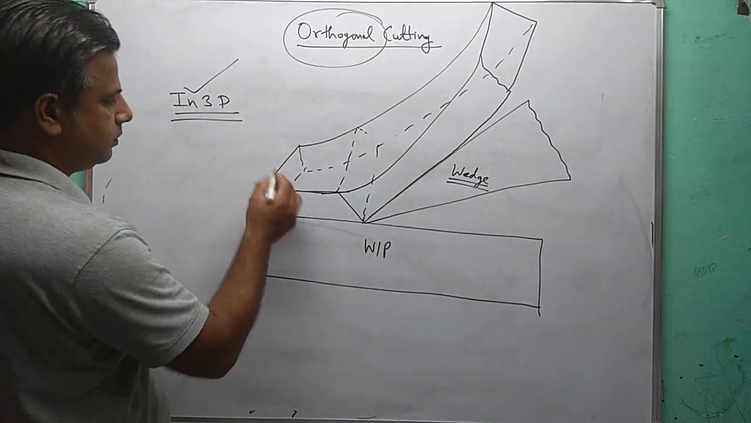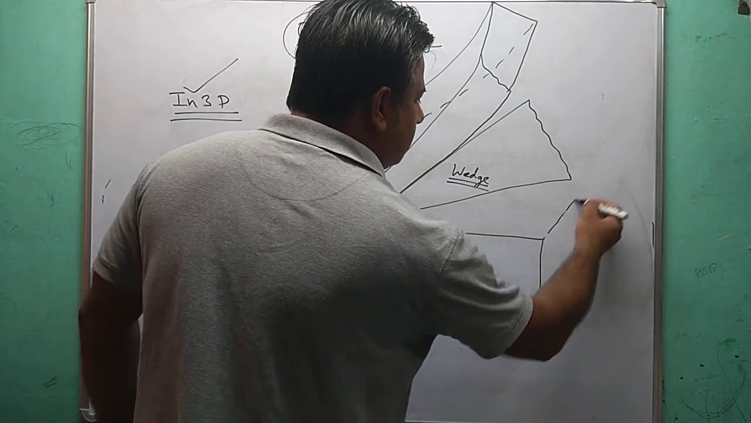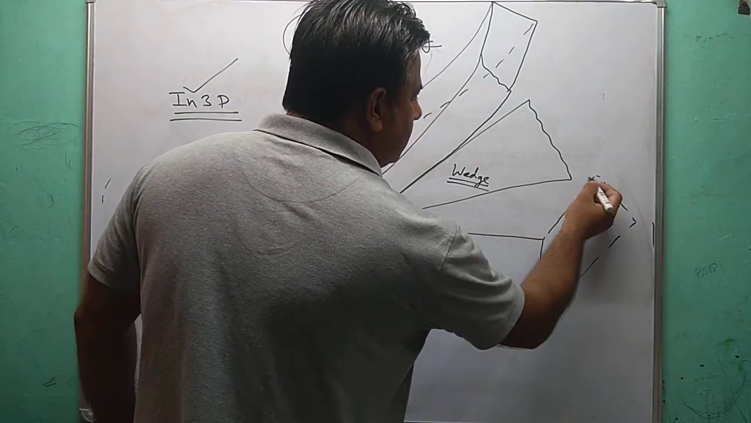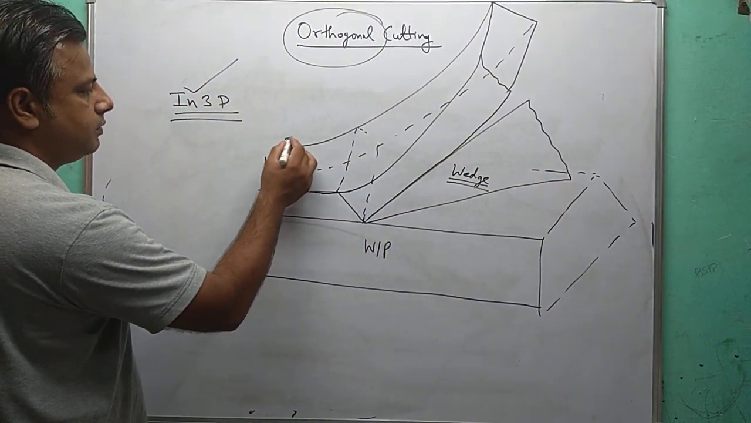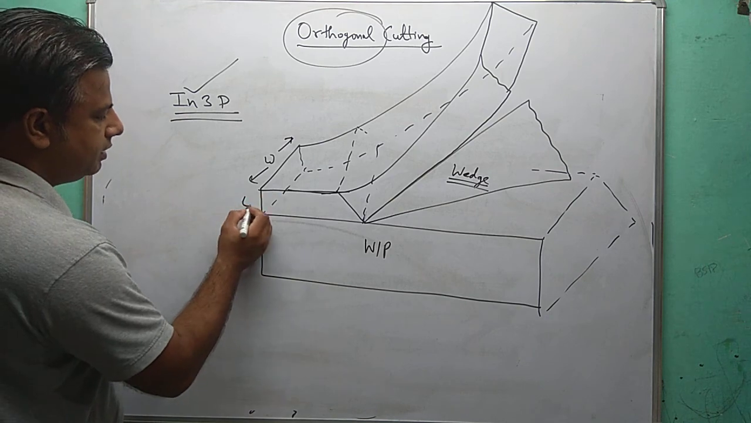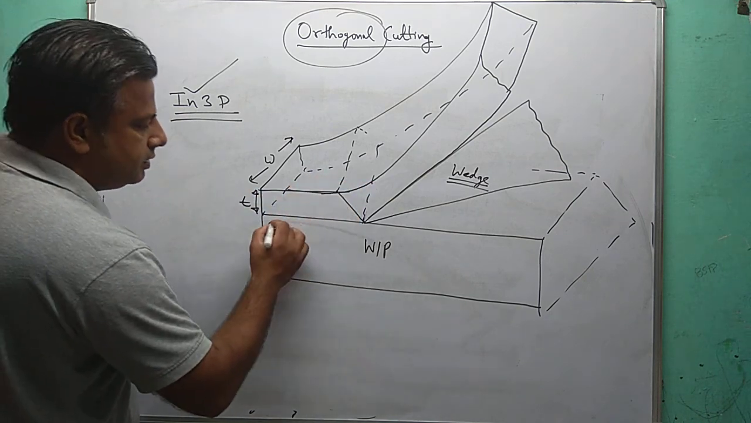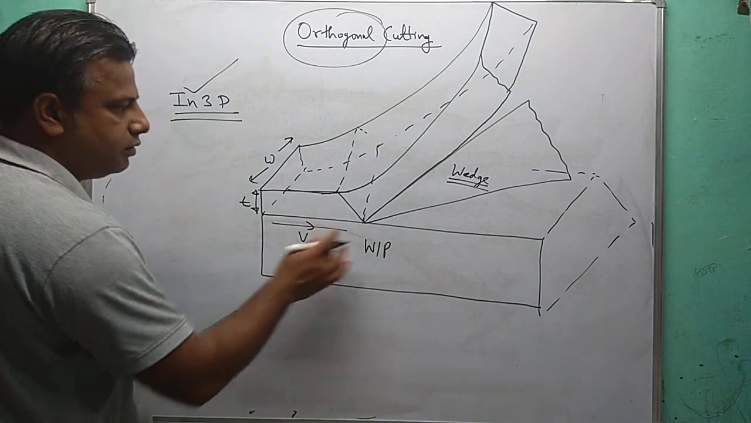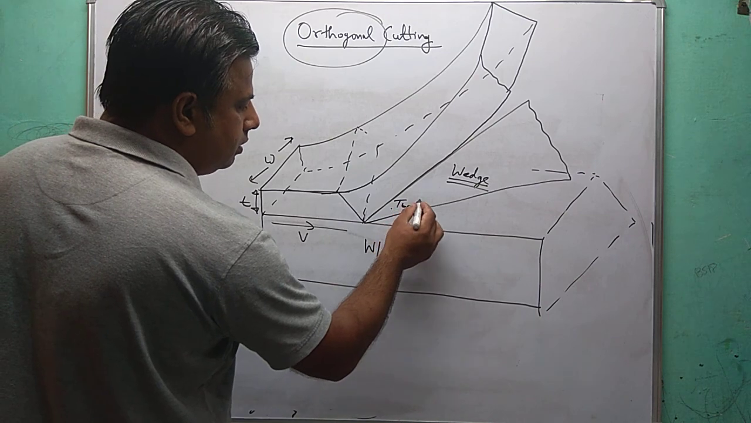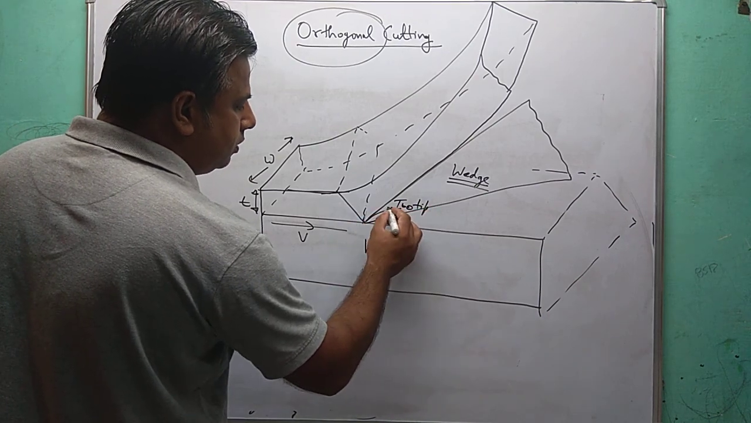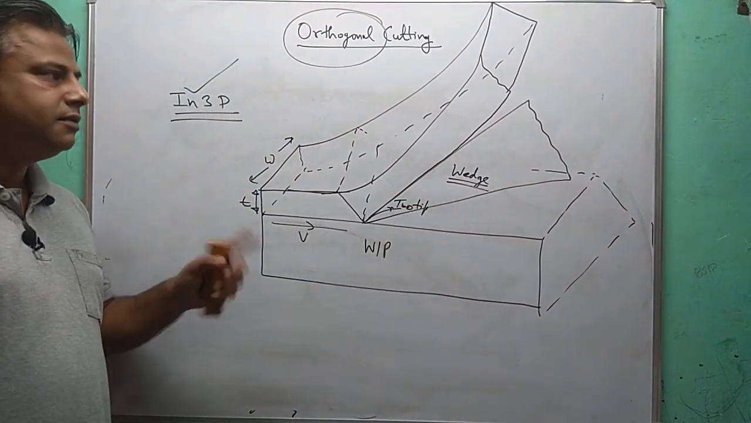Suppose this is the width of the workpiece. W is the width of the workpiece, and T is the uncut chip thickness, first layer, and this is the cutting velocity V, the relative velocity. This one is my tool tip, and here we are considering the tool like a wedge.